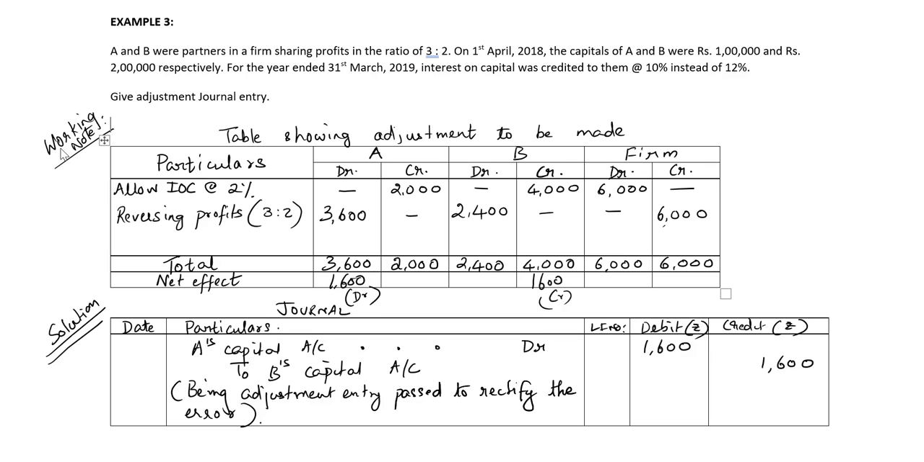So this is a solution to example 3, where interest on capital has been allowed at a lower rate than what it should have been. So we approach the problem by allowing interest on capital for the rate which is the difference between what was supposed to be allowed and what was actually allowed.